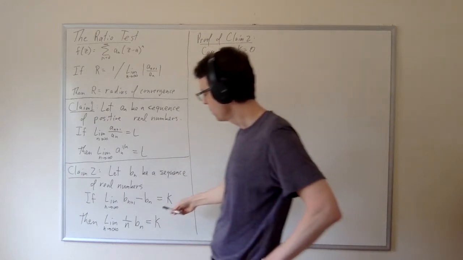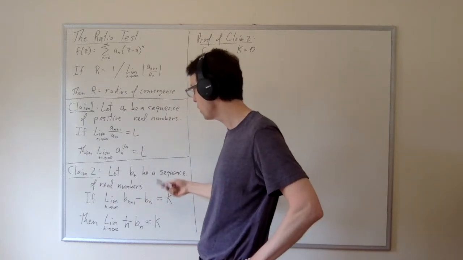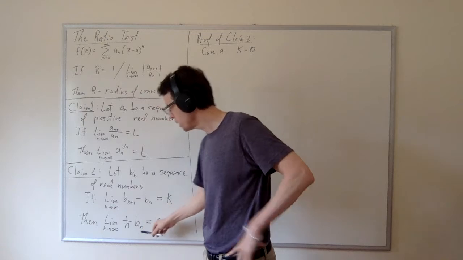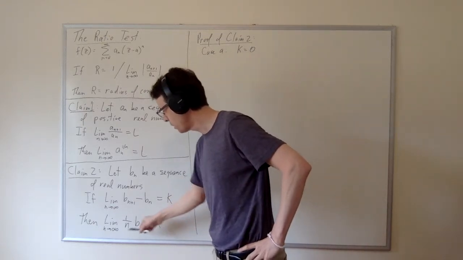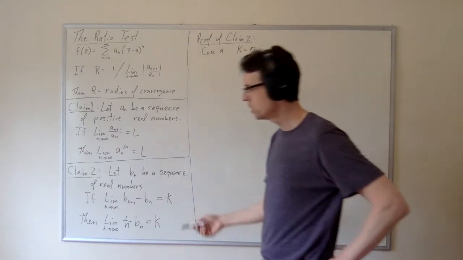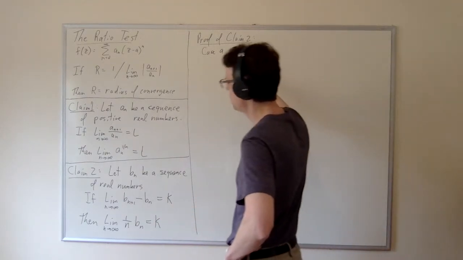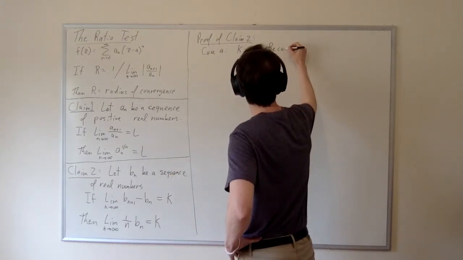So what are we saying then? We're saying the successive differences between these terms are getting very, very small. It's approaching 0. And then we're trying to show that the term divided by n is also going to approach 0.